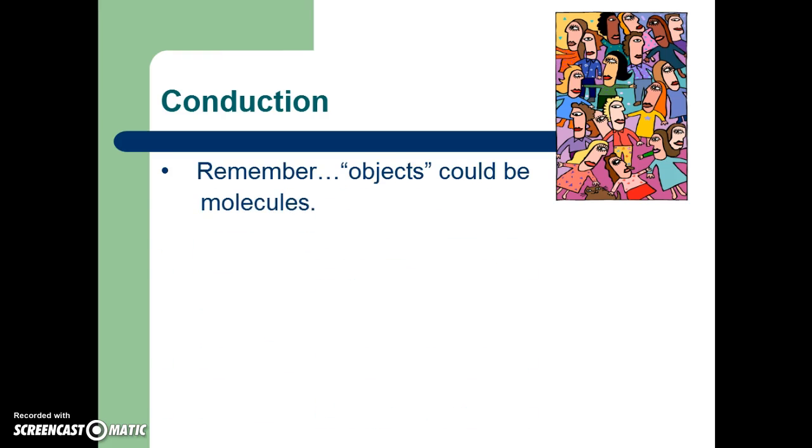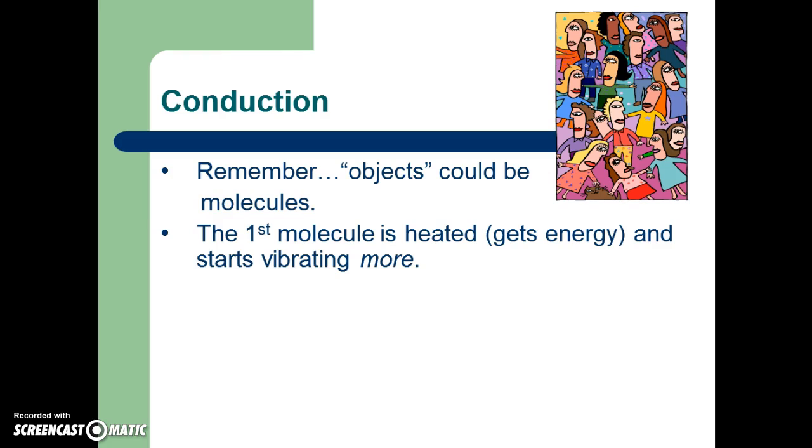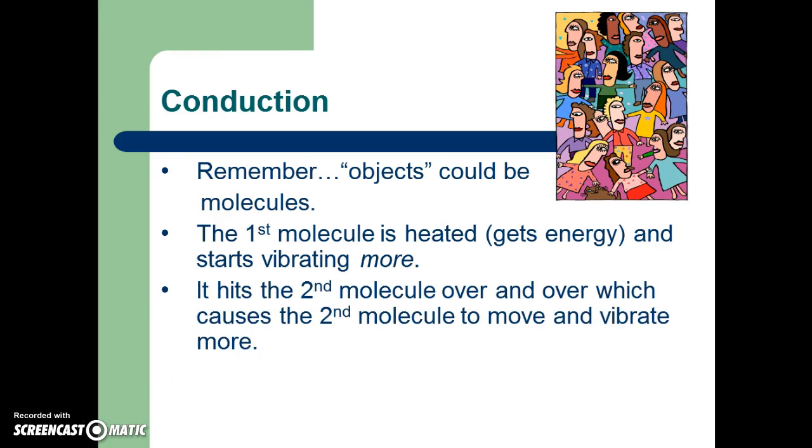All right, for conduction, remember that objects could be molecules. Okay, so molecules, everything is made of atoms. And atoms come together to form molecules. And so everything is made of atoms and molecules. And so when the conduction happens, the molecules are getting heated up, they get that energy, and they start to vibrate. Well, as they start to vibrate, the first one's vibrating, and it starts to hit the second molecule. The second molecule starts to vibrate, and it hits the third molecule. And then they keep going, and they're transferring the energy from the first to the second to the third to the fourth until they're all nice and warm.